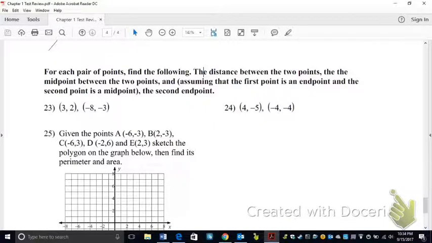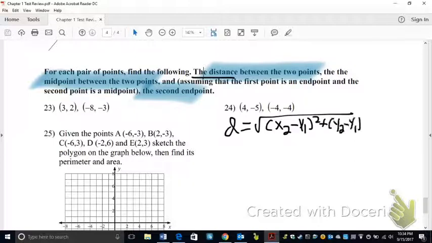Okay, so last two, we're going to do 23 and 25. Now these are all multi-step equations and multi-part questions. So notice here, for number 23 and 24, I ask you to find the distance between the 2 points, the midpoint between the 2 points, sorry for that typo, and then the second endpoint, assuming that the first point is an endpoint and the second point is a midpoint. Now I know that last one really confuses a lot of people, so when we get there we're going to go really slowly.